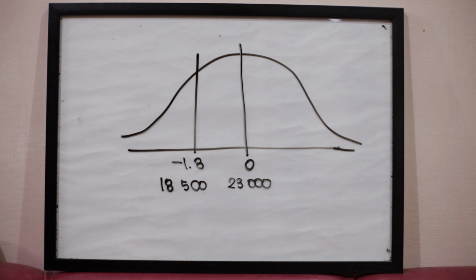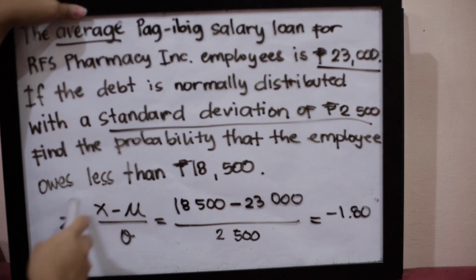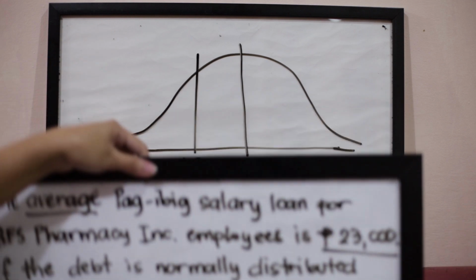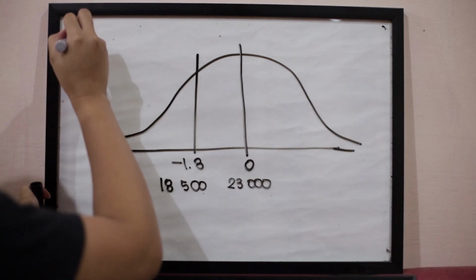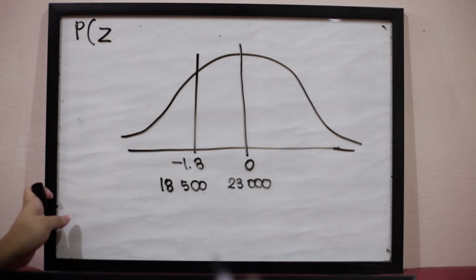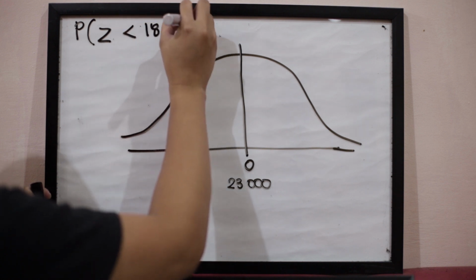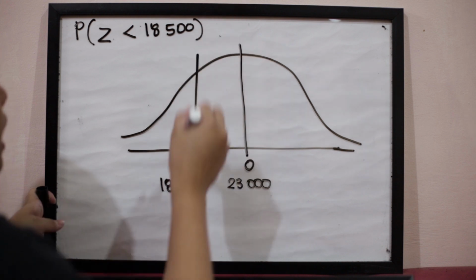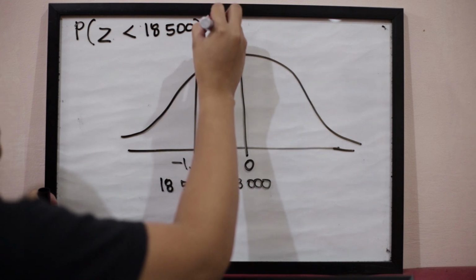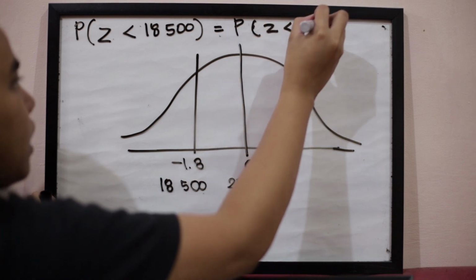Next is, we have to get the shaded region. Now, going back to the problem, it states that we have to find the probability that the employee owes less than 18,500. Or, in symbols, this is the probability that Z is less than 18,500. Or using the z-score of negative 1.8, this is equivalent to the probability of Z less than negative 1.8.